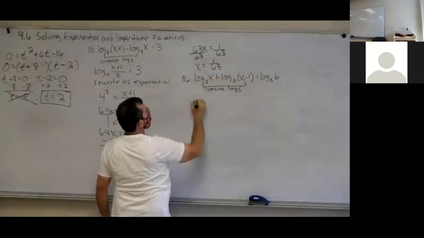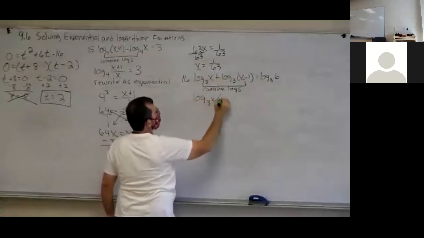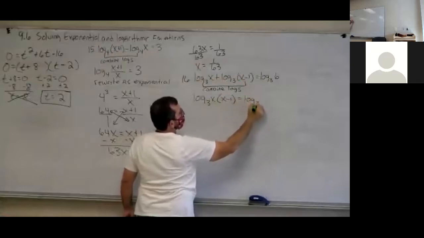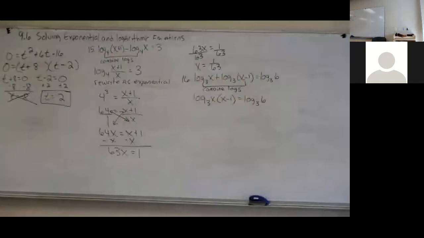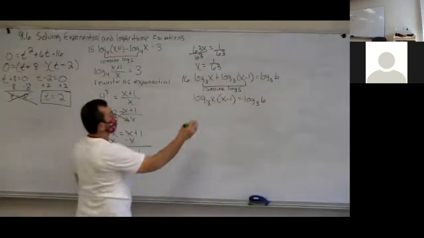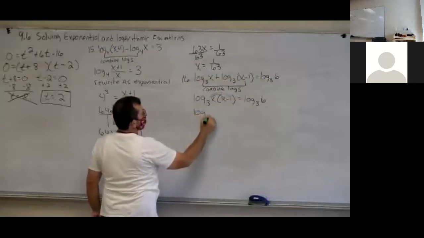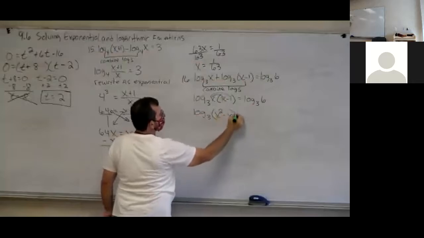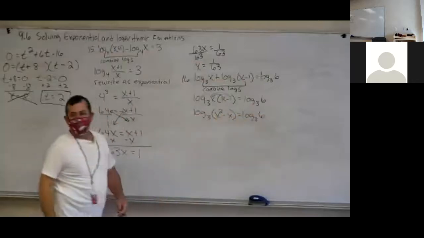So that'll be a log base 3 of x times x minus 1 is going to equal log base 3 of 6. Since they're being added, we multiply them, okay? And before we rewrite this, we're going to distribute that. So log base 3 of x squared minus x is going to equal log base 3 of 6.